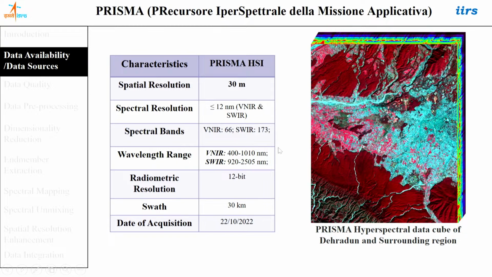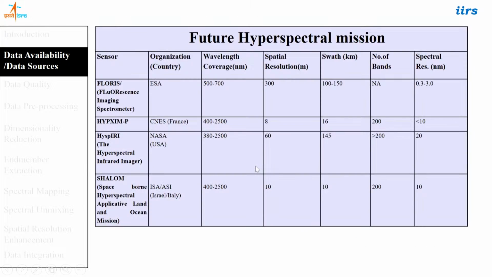Then coming to the Prisma sensor. This is the Prisma sensor data of the Dehradun area, and you can see 30-meter spatial resolution, 30 kilometer swath width, and the spectral resolution is less than 12 nanometer, ranging from 400 to around 2500 nanometers. These are future missions of hyperspectral, which will come in the upcoming future. As I told, HyspIRI is developed by NASA from 380 to 2500 nanometer, 60-meter resolution, and 145 kilometers swath width.